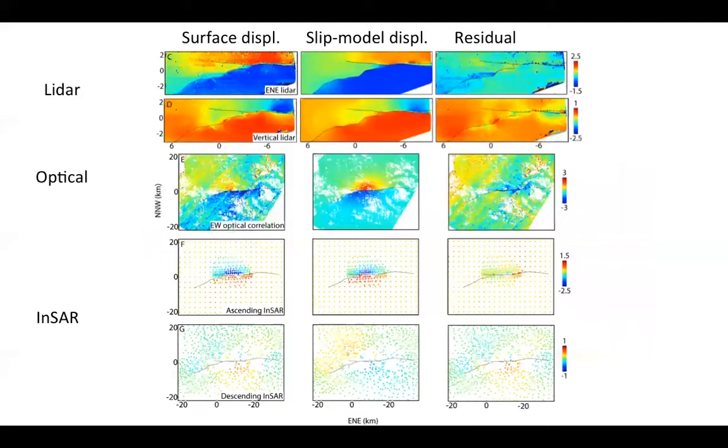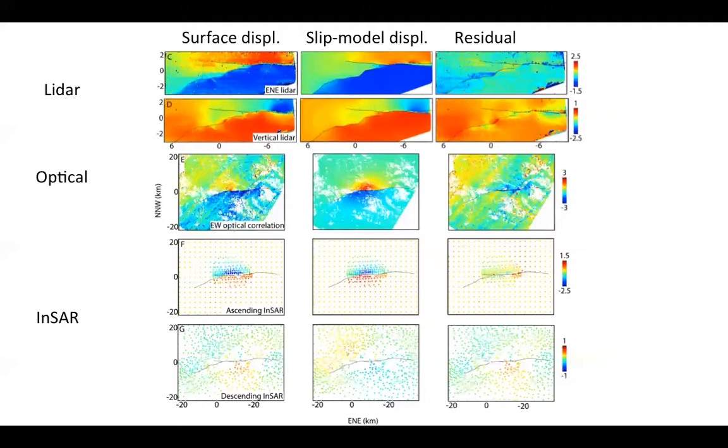So here we can see how well this model does in replicating the data. First column shows the surface displacement, so the input data set. Second column shows the surface displacements predicted by the slip model.